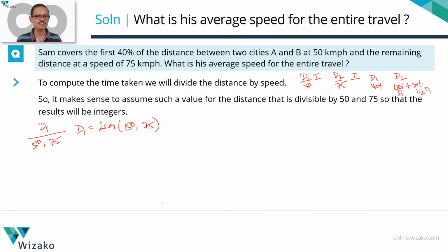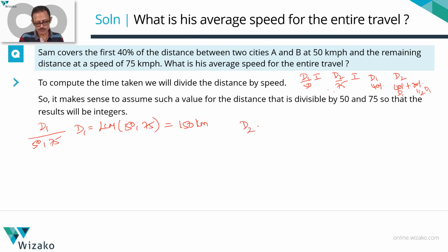So I'm going to assume a value which makes life really easy. That number that I'm going to assume is going to make calculations easy. What will make calculations easy? If we get the time in terms of integers. To get the time in terms of integers, we are taking the first block of travel, that distance, to be the LCM of 50 and 75, which is equal to 150. So I'm going to take the first part of the distance to be 150 kilometers.